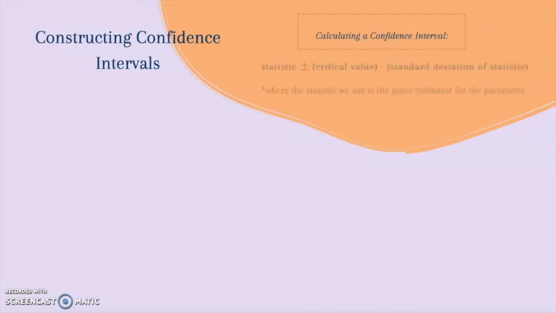Constructing confidence intervals. When calculating a confidence interval, we use statistic plus or minus critical value times standard deviation of statistic, where the statistic we use is the point estimator for the parameter.